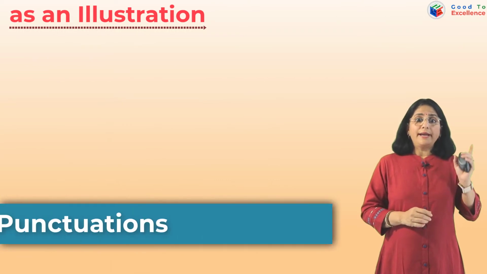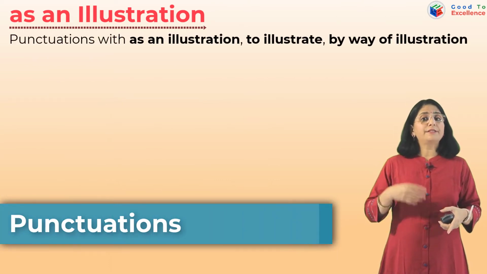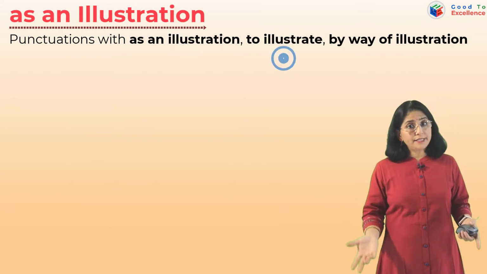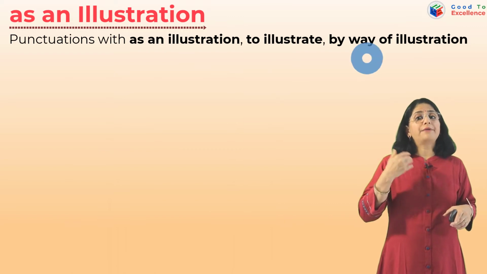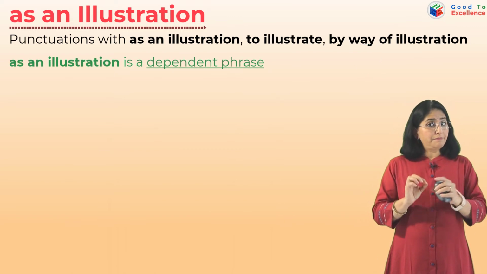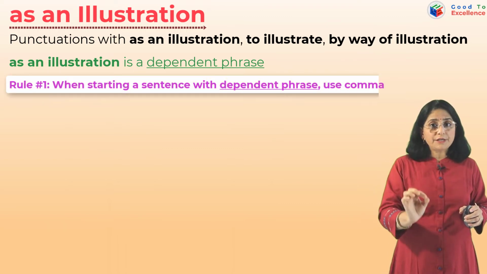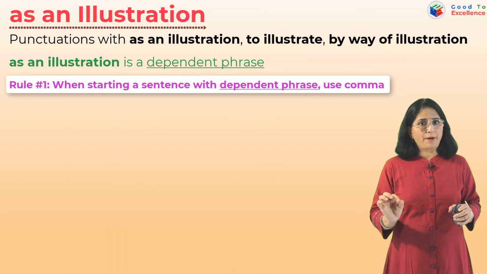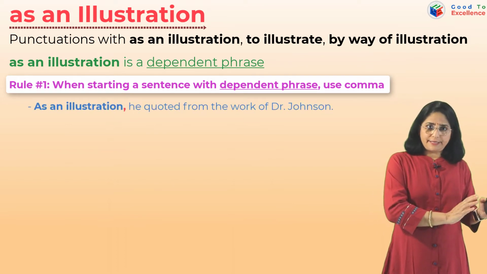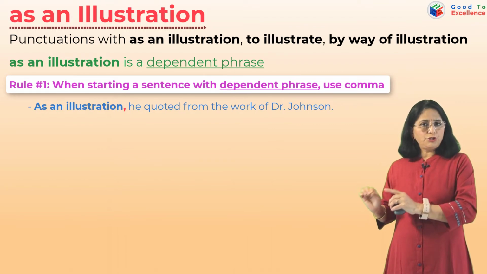Now, let's take a look at the punctuation used in such sentences with the phrase as an illustration, to illustrate, or by way of illustration. As an illustration is a dependent phrase, and when we start a sentence with such a phrase, we use a comma. Example: As an illustration, he quoted from the work of Dr. Johnson.